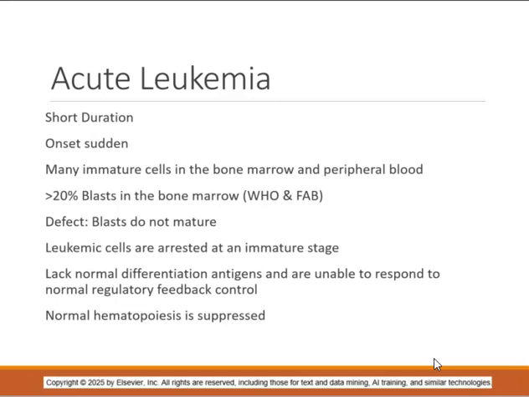To be an acute leukemia, we're starting to see immature cells in the bone marrow and the peripheral blood. It all depends on what type of leukemia, whether lymphoid or myeloid. But the classification according to WHO and FAB is that there has to be greater than 20% blasts in the bone marrow. So it's very crucial that a bone marrow is done to determine the number of blasts we see, because it should be no more than 1 or 2%. Now we're talking about greater than 20%.